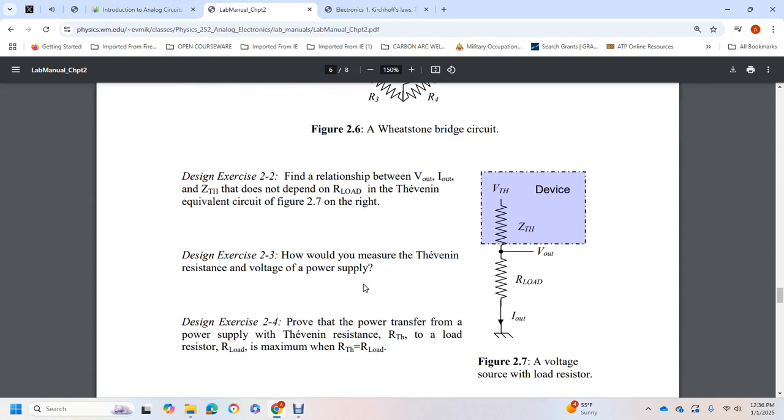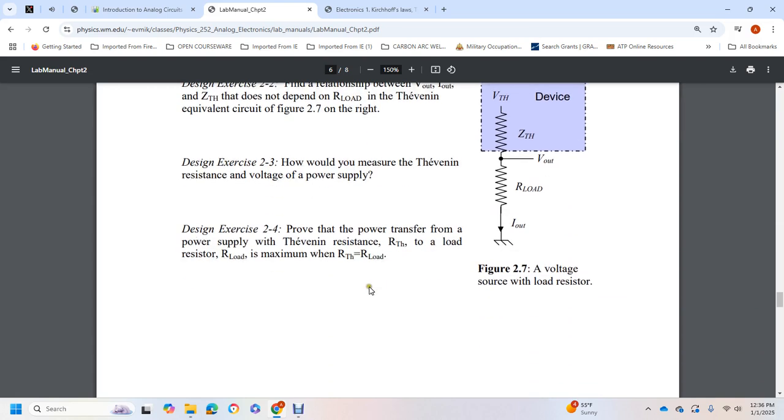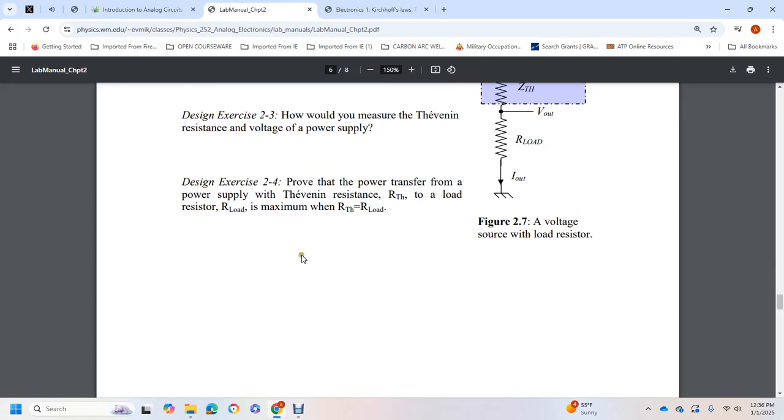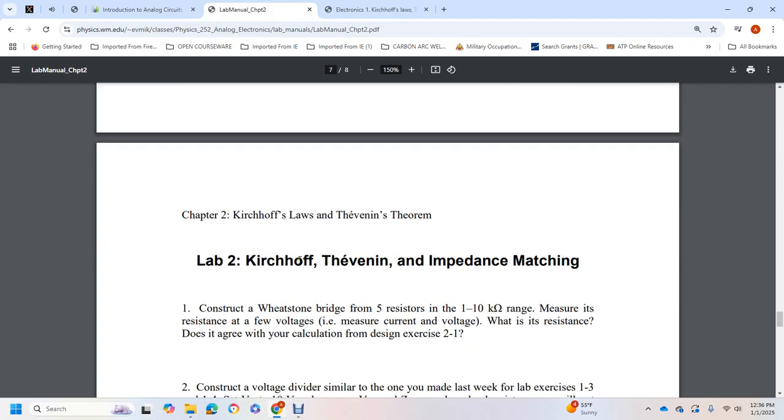How to measure Thevenin resistance: measure the voltage of the power supply. Prove that the power transfer from the power supply is maximum when the load resistance equals the Thevenin resistance. Alright, lab.